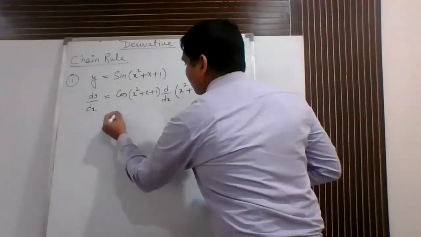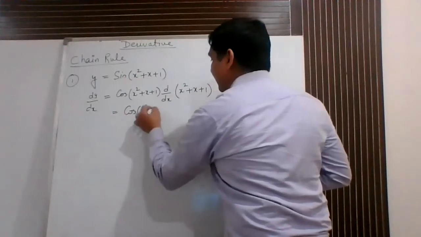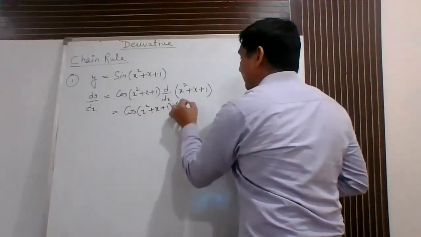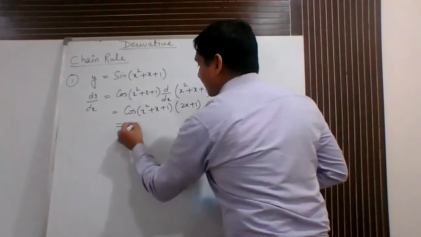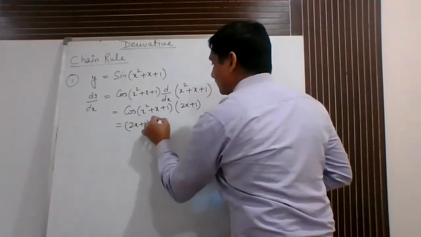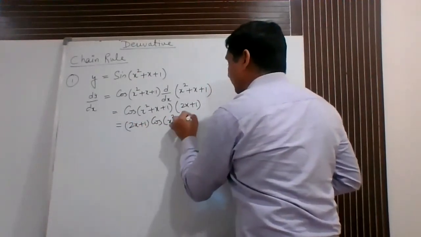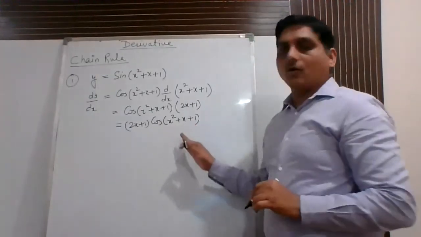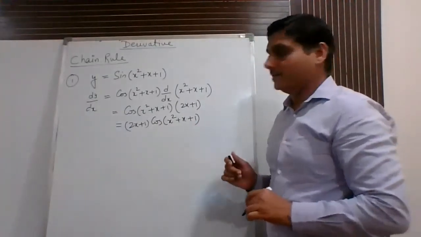So when you differentiate this angle, you will get 2x plus 1. This can be written as (2x plus 1) cos(x square plus x plus 1). So we can differentiate this function.